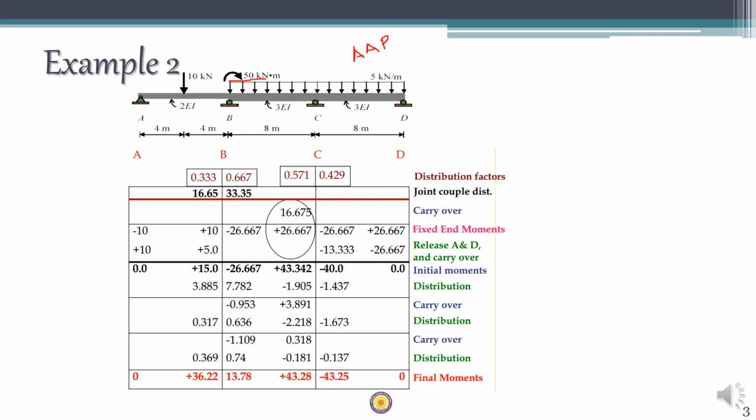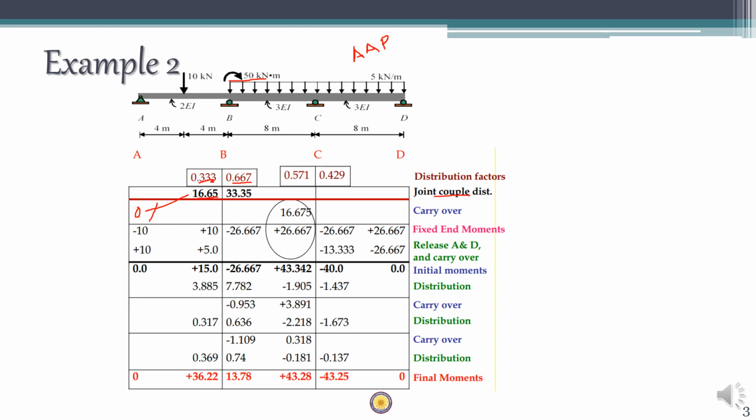However, this plus 50 will be distributed among the spans BA and BC by their respective distribution factors. So plus 50 multiplied by 0.333 will be plus 16.666, and plus 50 multiplied by 0.667 will be 33.35. So this is the contribution from the joint couple distribution. When you consider this particular moment 16.65, the far end A is a simple joint, which means that there is no carryover, so carryover is 0.